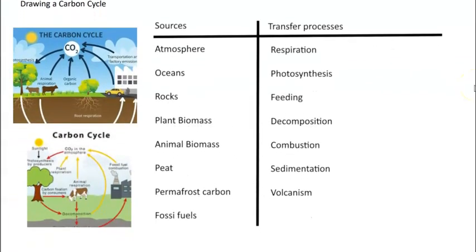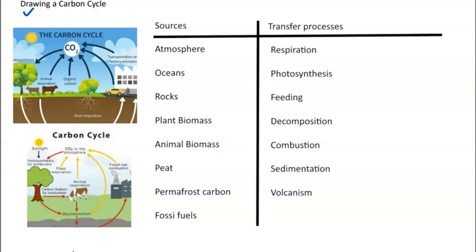So the student is required to be able to draw a carbon cycle. Drawing carbon cycles, or sometimes identifying processes, transfer processes and sources of carbon, are often commonly used in the form of multiple choice questions. Since you don't know what the image is that you're going to see in the exam, it's important that you be able to analyze many different carbon cycle diagrams in preparation for this test.